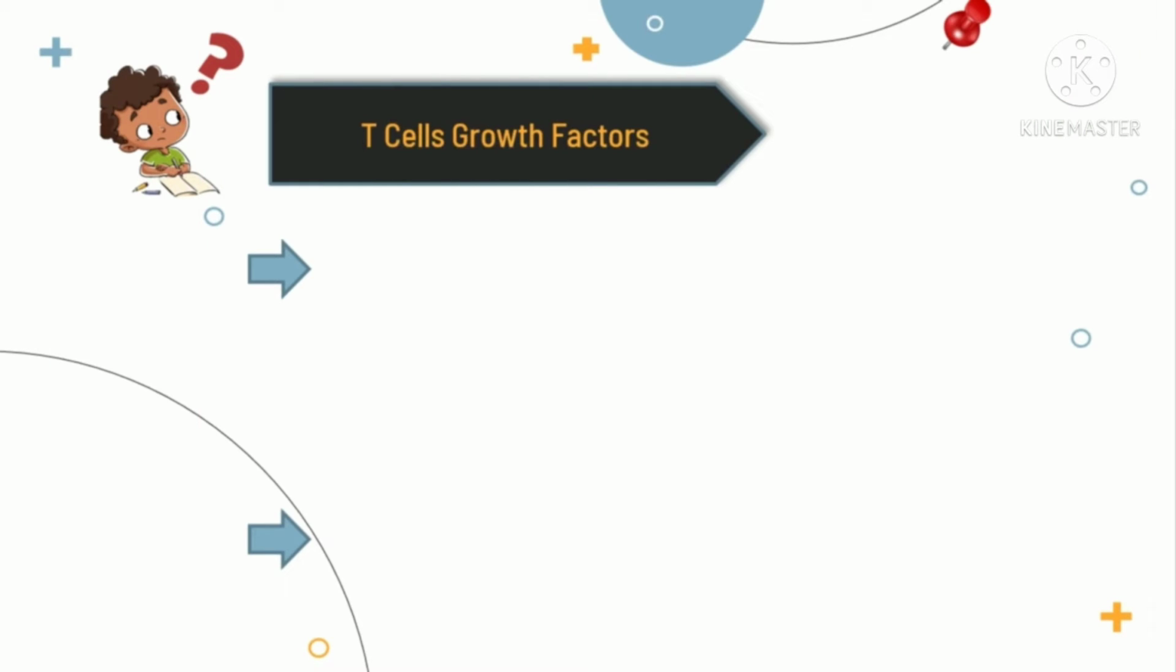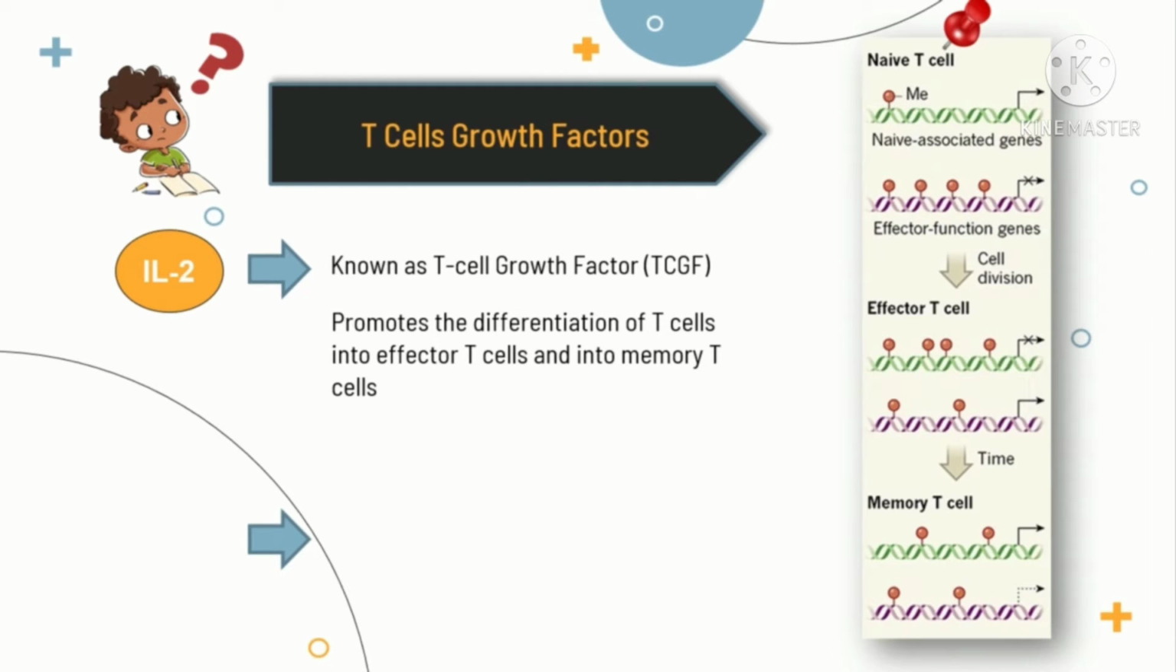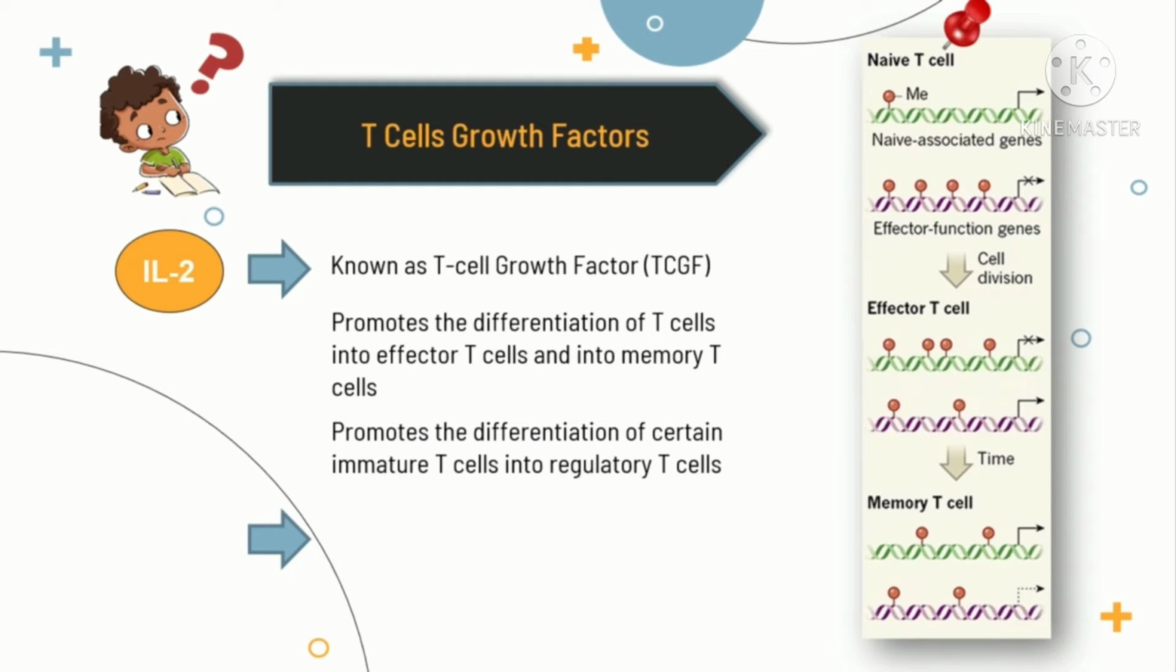Thirdly are T cell growth factors. Interleukin-2, also known as TCGF, functions in promoting the differentiation of T cells into effector T cells and memory T cells when the initial T cell is also stimulated by an antigen, thus helping the body fight off infection. It also promotes the differentiation of certain immature T cells into regulatory T cells, which suppress other T cells that are otherwise primed to attack normal healthy cells in the body.